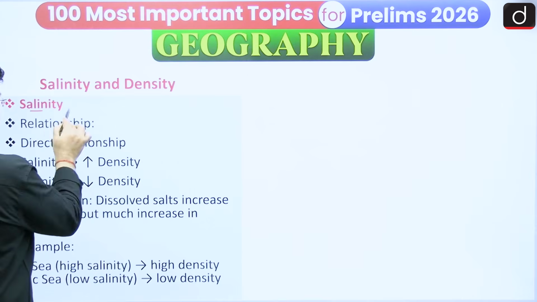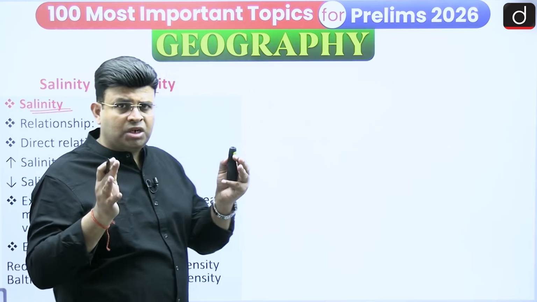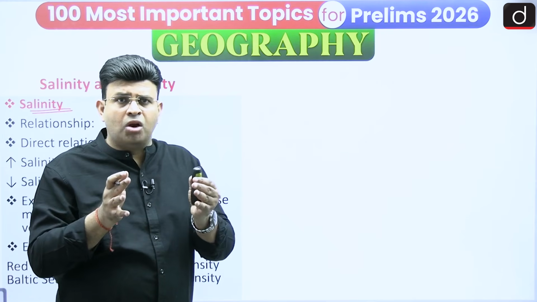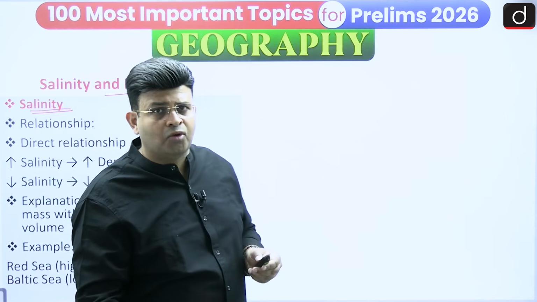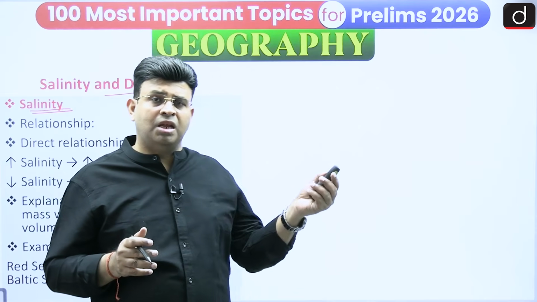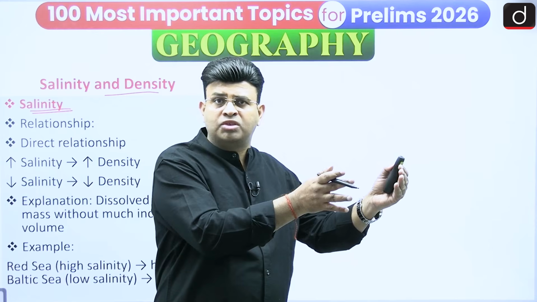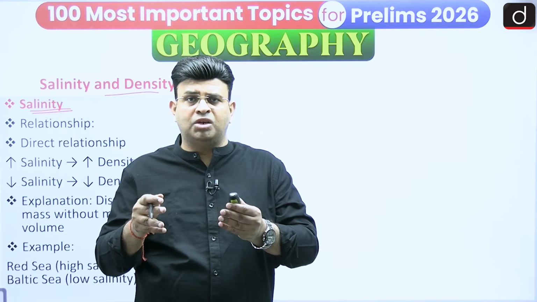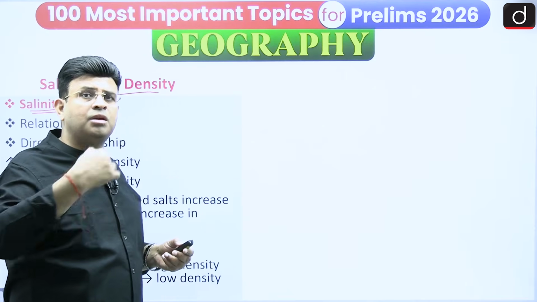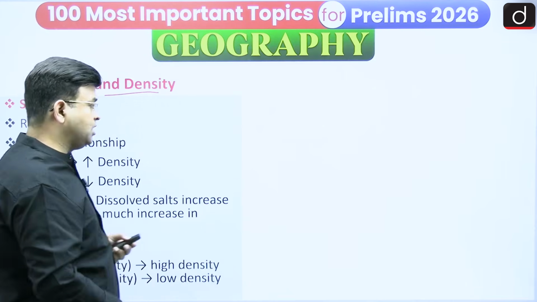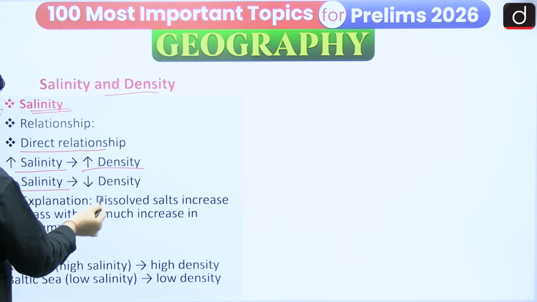Now, if I am talking about salinity, what is the relation between salinity and density? If in the ocean salt is more, the density of water is more. Suppose the salinity is 34 parts per thousand, and another ocean's salinity is 37 parts per thousand. The water which has more salt has more density, and the ocean water that has less salinity has less density. Here it is a direct relationship. More salinity, more density, less salinity, less density.